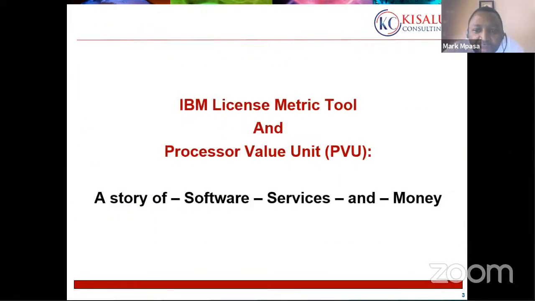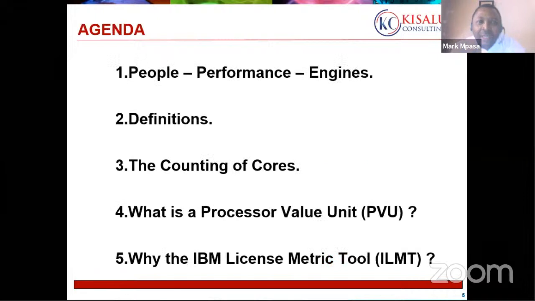The IBM License Metric Tool and the processor value unit is a story of software, services, and money. The agenda includes a review of people, performance, and engine. We'll look at definitions that are relevant here. We'll see the counting of cores. And then lastly, we will go to the PVU, what it is, and why we have ILMT.